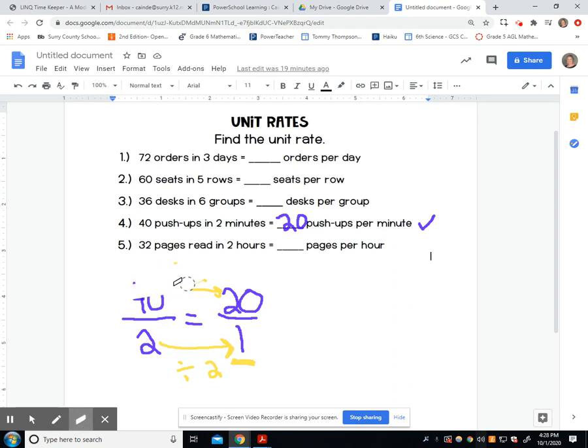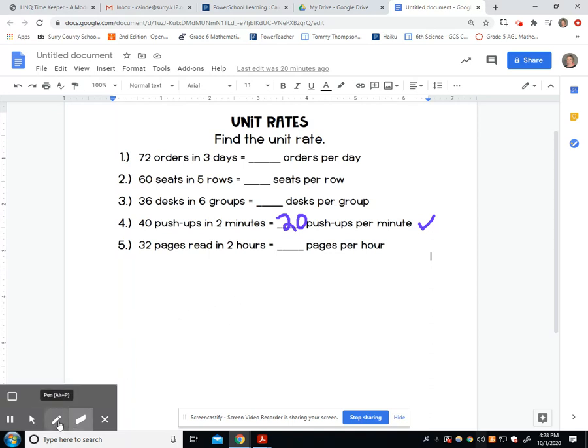So, let's look at number 5. The question in number 5 asks us, if you can read 32 pages in 2 hours, how many pages can you read in 1 hour? Well, I hope that you got the answer 16. Now, let's find out why and how the answer is 16.